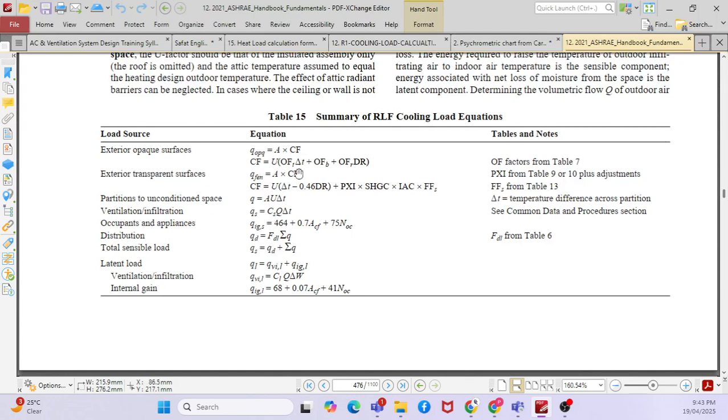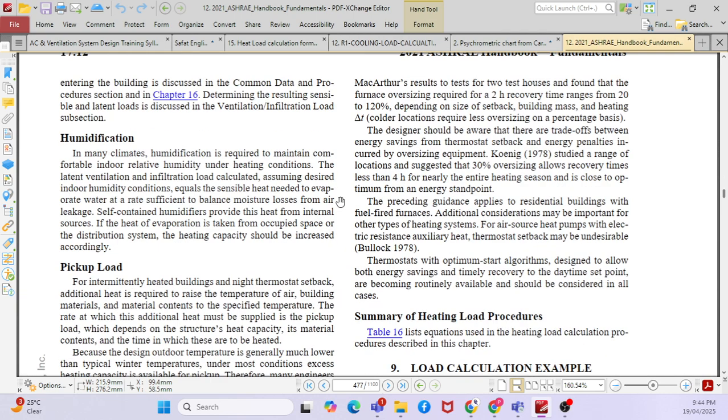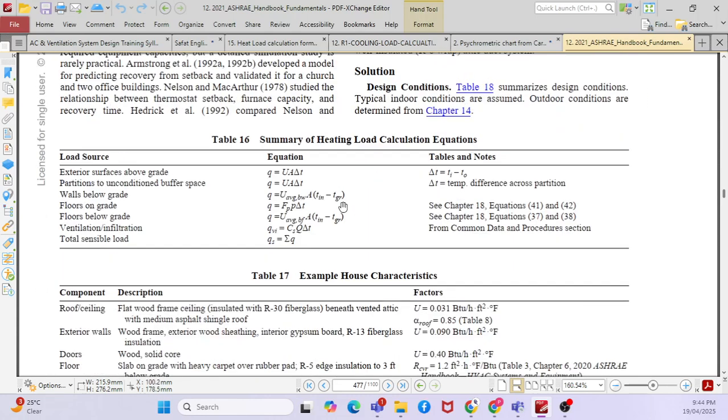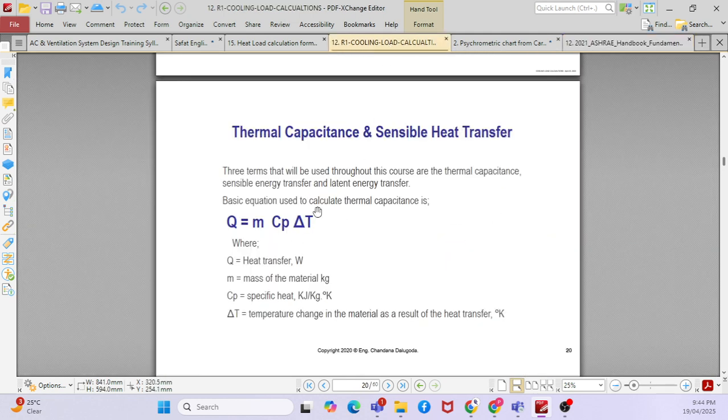Can you see the equation? Exterior, you see the equation, area into CF. These are all the equations. This equation came from ASHRAE. So you can see the equations, right? You can see a lot of equations here. So those equations are what is given in this guideline. You can see that Q equal to m Cp delta T.